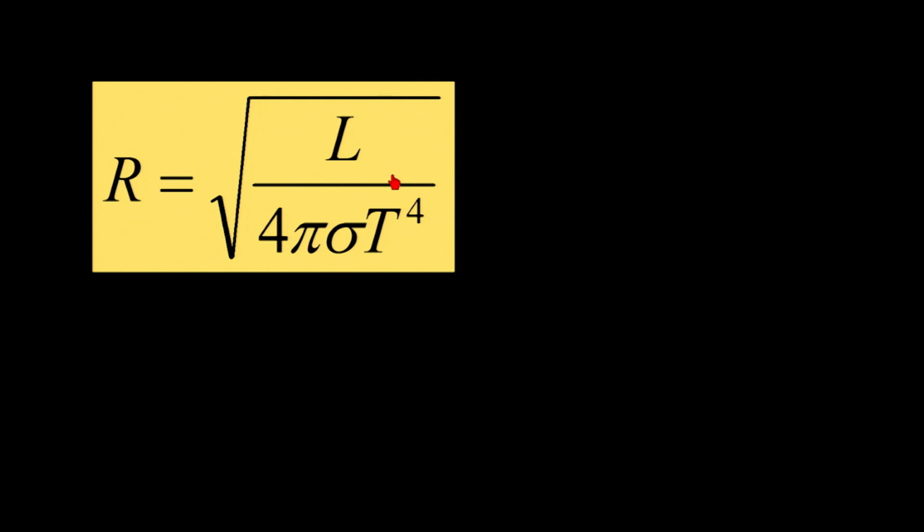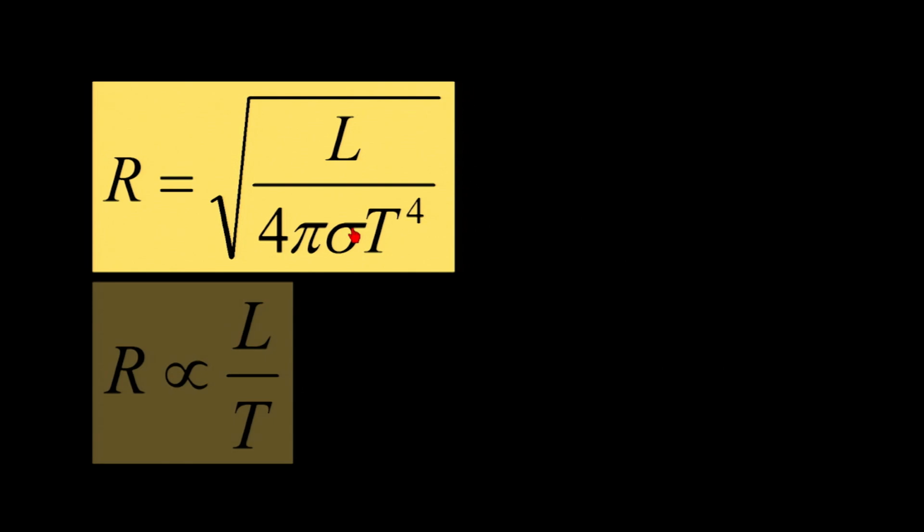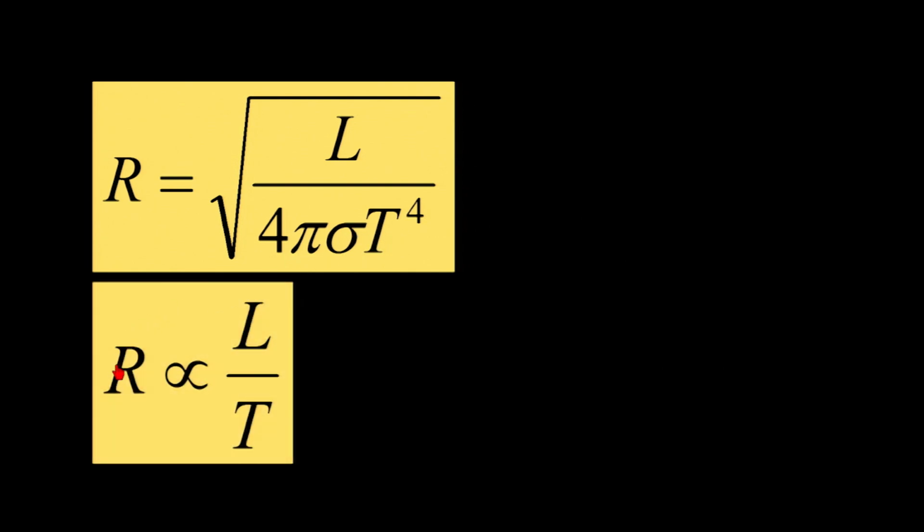But I'm going to make life a little easier for you, because when it comes to entry-level astronomy, we're not really interested in the very accurate calculation. We're interested in you understanding the concept behind it. So I'm going to simplify this. We're going to get rid of the square root, the 4, the pi, and the sigma, and reduce it down to this. Ultimately, the size of a star is proportional to its luminosity divided by its temperature.